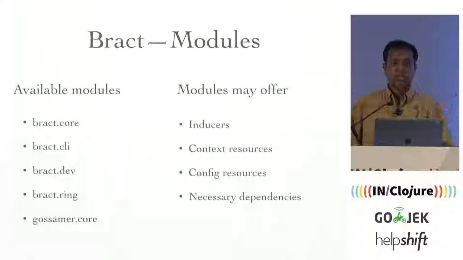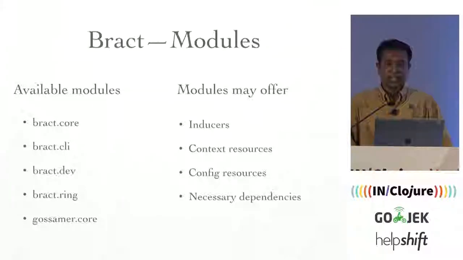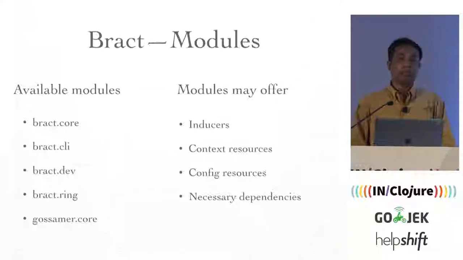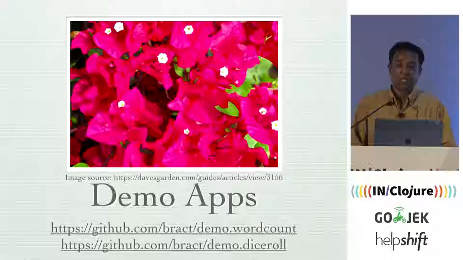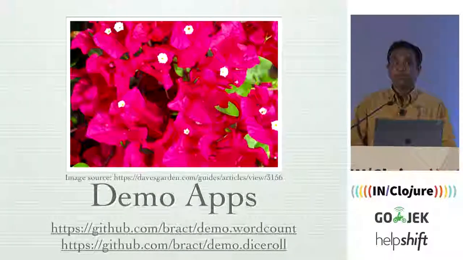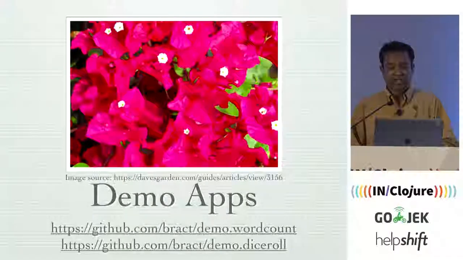Today we have these modules in Bract: Bract Core, CLI, Dev, Ring, and another framework called Gossamer. I'll talk about it shortly. And the modules offer certain things, like the inducer functions, some of the context resources and config resources that I'll cover soon, and the necessary dependencies. For example, Bract.cli depends upon the tools.cli library, and similarly, Bract.dev depends upon the tools.namespace library. Right? And with this, I'll switch to a few demo apps to show how a Bract application looks like, and what the various things involved in writing applications that use Bract are.